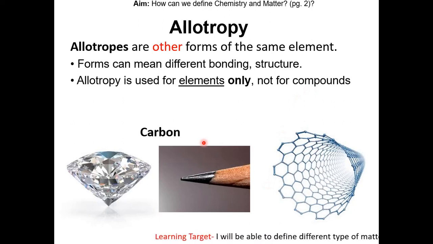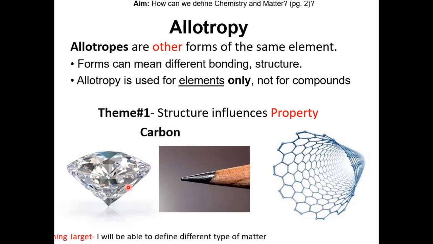Another example of allotropy is carbon. Both diamond and graphite are made of pure carbon. However, because of the different bonding and structure of the carbon in diamond and graphite, they have different properties. Diamond is hard and transparent, while graphite is not. Graphite breaks very easily. Even though graphite and diamond are made up of only carbon atoms, because of the different arrangement and structure of the carbon atoms, they have different properties.